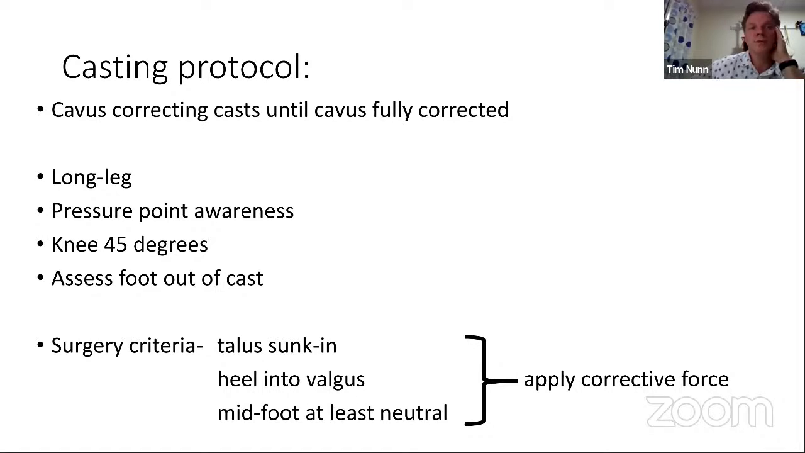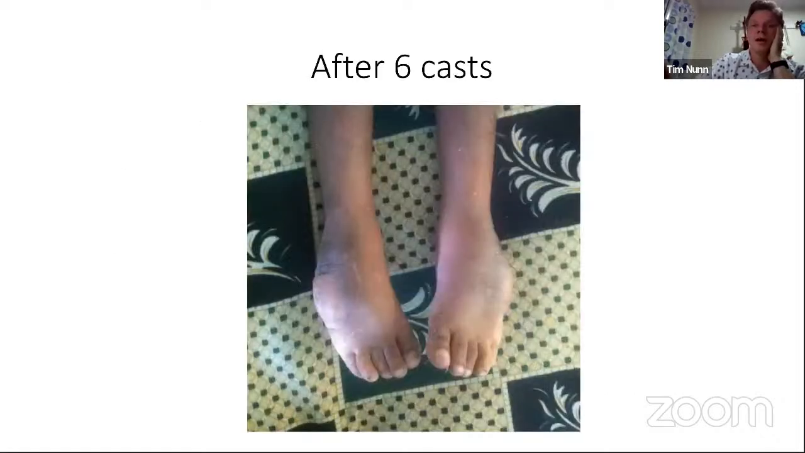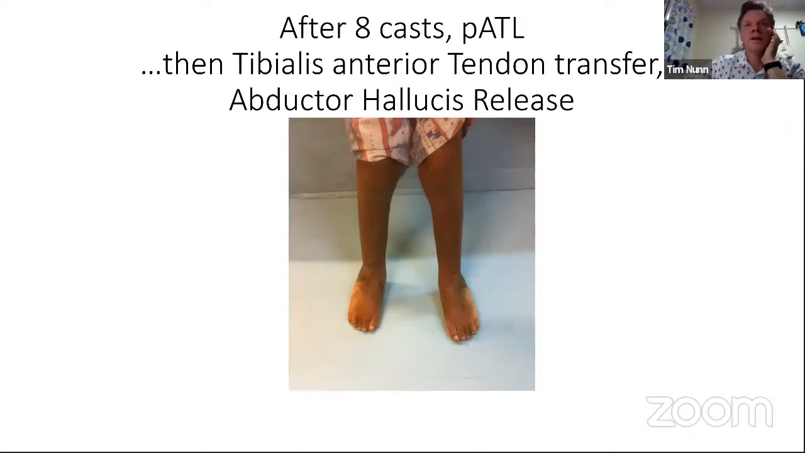And then the assessment of the foot is out of cast. What you think you see on the cast and when the cast is removed may be different things. Our criteria for surgery, this is the equinus correction surgery, is a sunken talus, a heel that's in a valgus position, and a midfoot that's at least at neutral. So this is after 6 casts, and this child requires more.